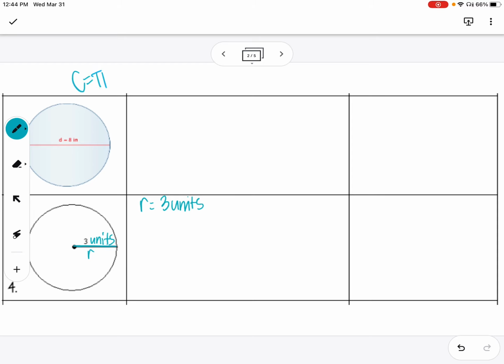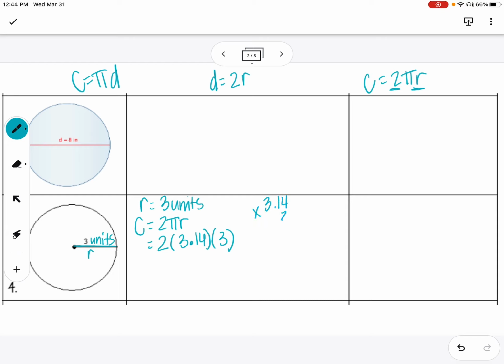Now on the previous slide, I had written the formulas for you. So circumference equals pi times diameter, or circumference equals 2 times pi times the radius. Because remember, the diameter is equal to 2 times the radius. So that's where we get that from. So what I'm going to do now is use that formula. Circumference equals 2 pi r. And I'm going to plug my values in. 2 times pi, which is 3.14, times 3, which is my radius. And then I'm going to work it out.